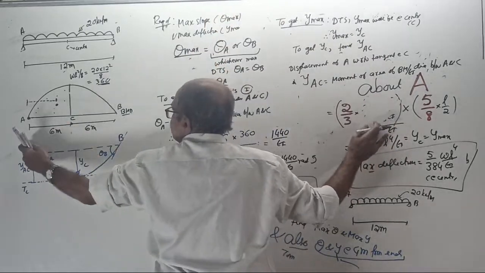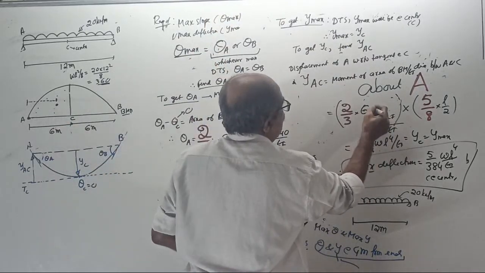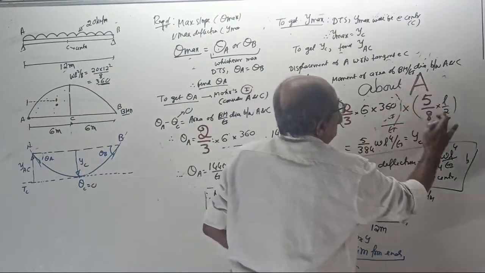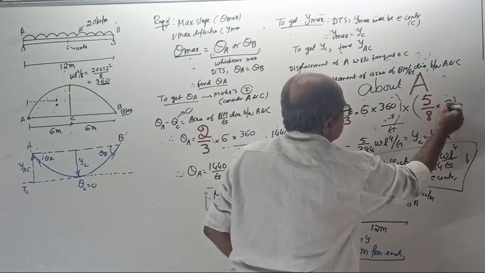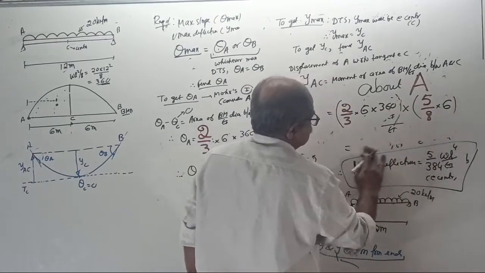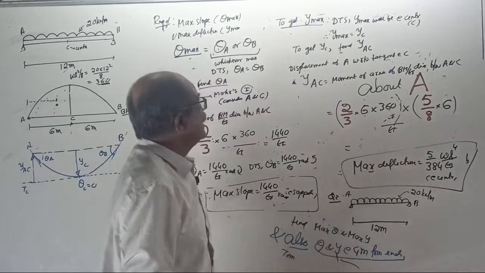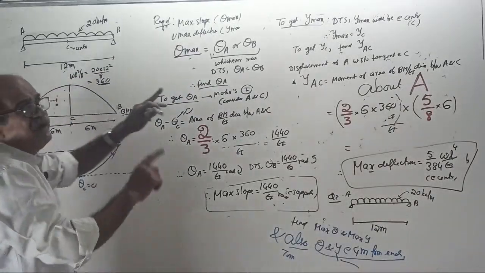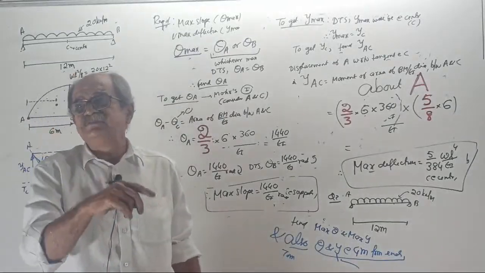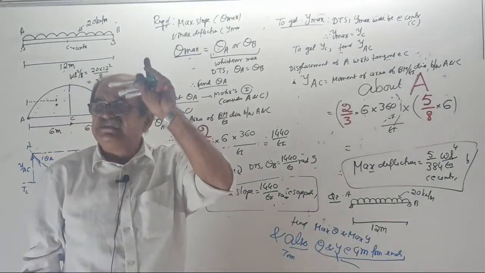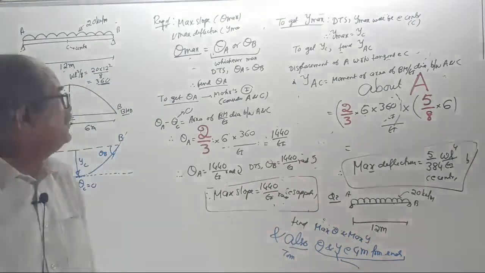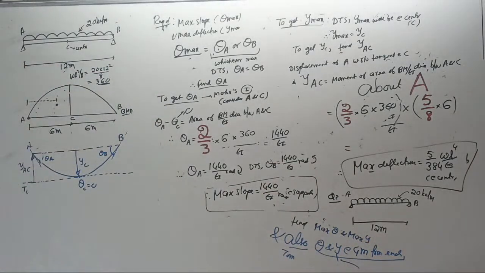2/3 of 6 into 360 into 5 by 8 of 6. Answer fast. 2/3 of 6. See, this area, 2/3. You write everything once again. Those who are serious, make a fair copy. Write everything once again, don't adjust like this. 2/3 of 6 into 6, 360 by EI.